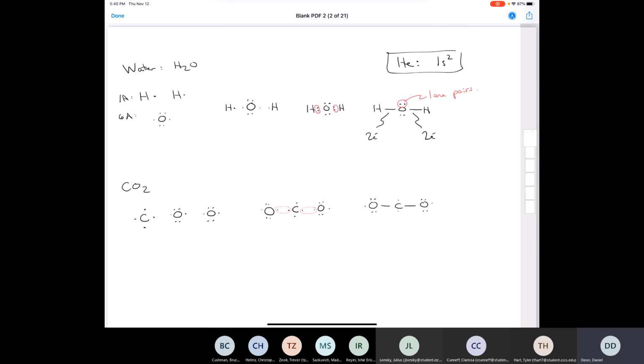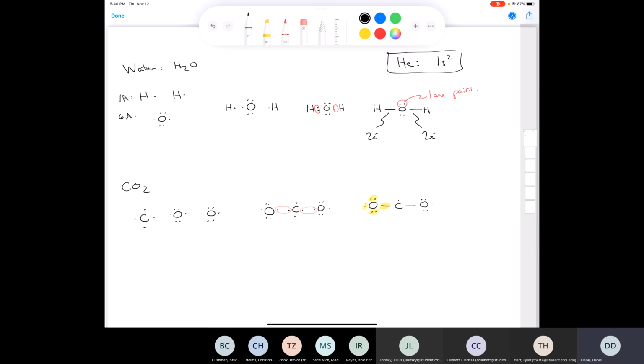If you look at the 2 oxygens in here, they're actually quite content. They're both isoelectronic with a noble gas. Let me prove it to you. They both have 1, 2, 3, 4, 5, 6, 7, 8 valence electrons. So they're both isoelectronic with neon.